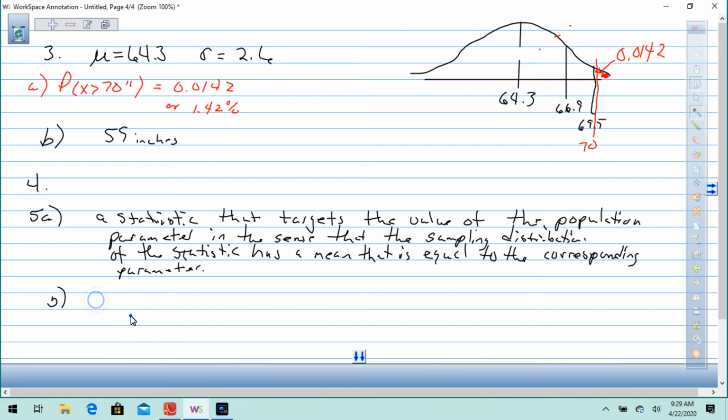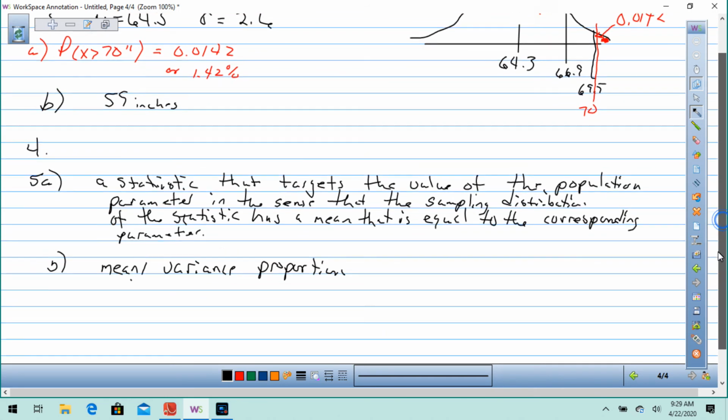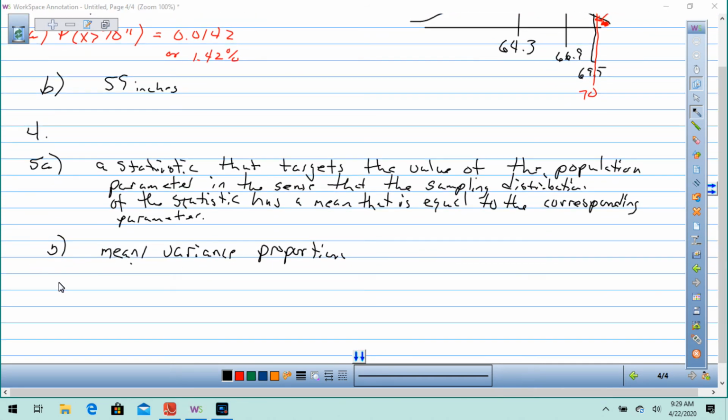Oh, that's terrible spelling. The variance does. And the proportion does. The others do not. The standard deviation does not. And that's mostly because of the square root, because you take the square root of it.